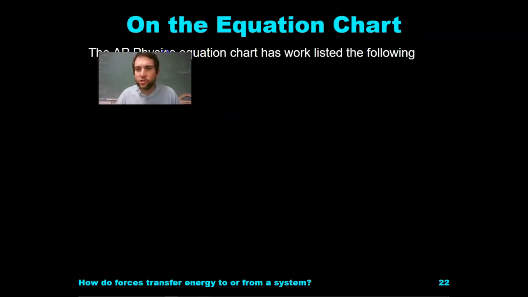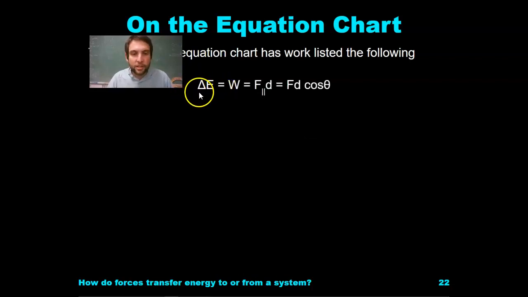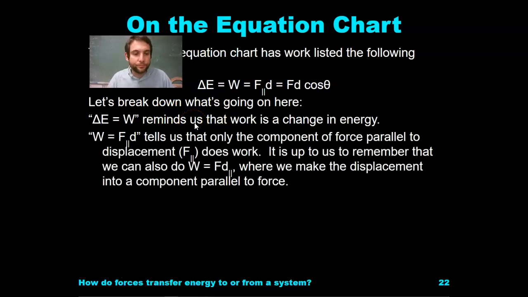The AP Physics equation chart has work listed in the following way. Change in energy equals work, which equals F parallel times displacement, which equals FD cosine theta. Change in energy equals work reminds us that work is a change in energy. It's not a type of energy, it's the change in energy. Work equals force parallel times displacement tells us that only the component of force parallel to displacement does work.